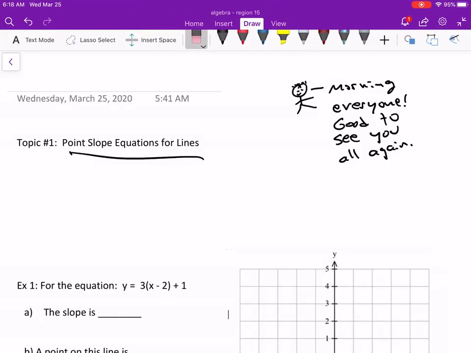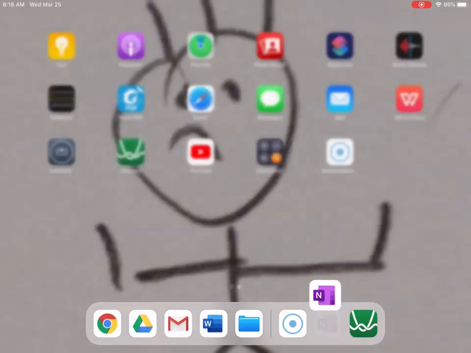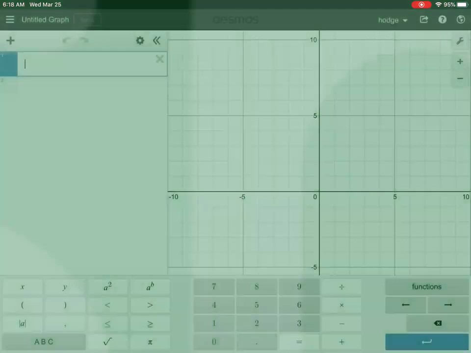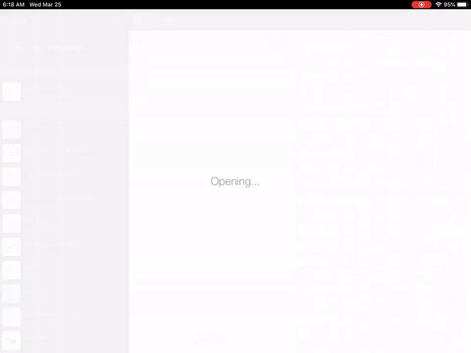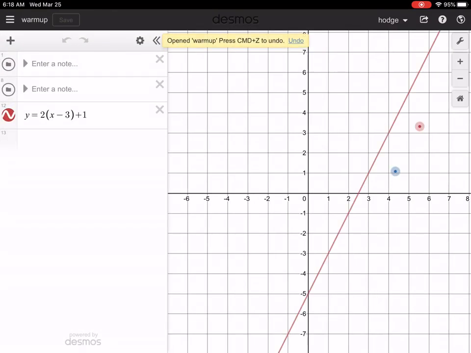Good morning, everybody. Topic for today is point slope equations for lines. A typical equation for a line might be something like this: 2 times (x - 3) + 1.